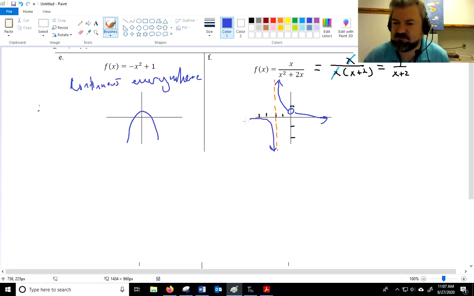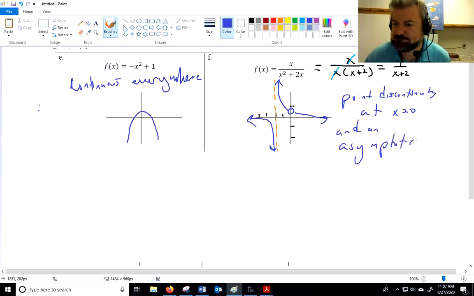So we have two discontinuities. We have a point or removable discontinuity at x equals 0 and an asymptotic discontinuity at x equals negative 2.